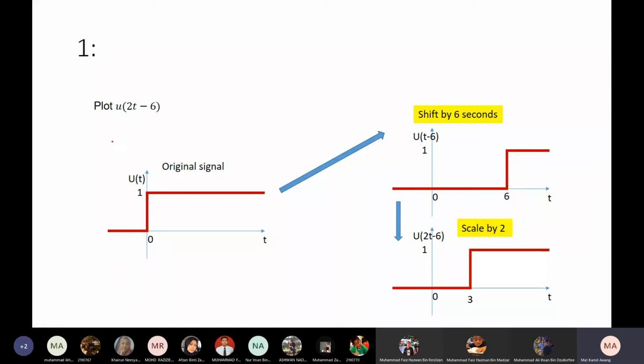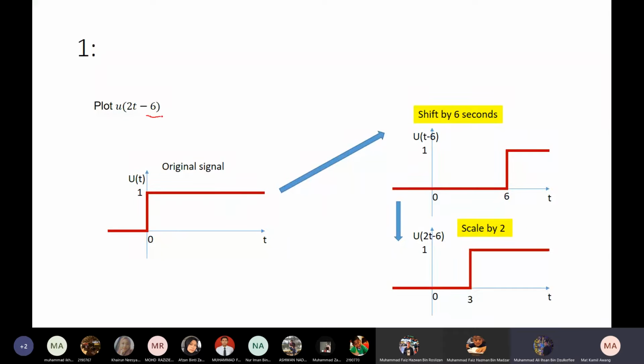So this is actually u of t, which is a step function. Remember, u means a step function. So u of t is basically 0 for t less than 0, and 1 for t equal or greater than 0. So this is the original signal. You have to plot u of 2t minus 6.